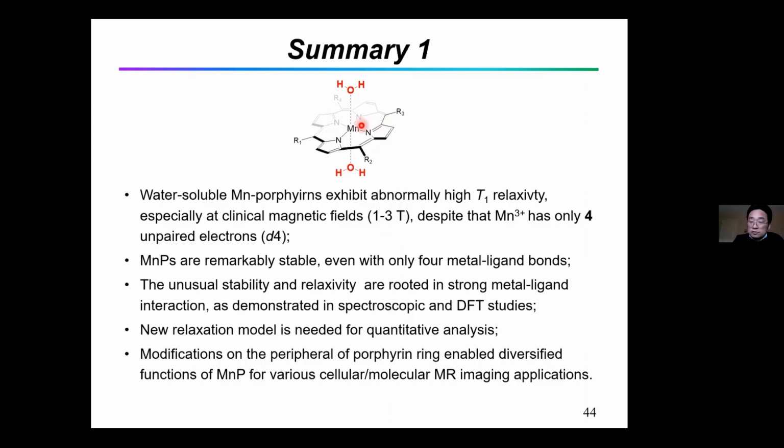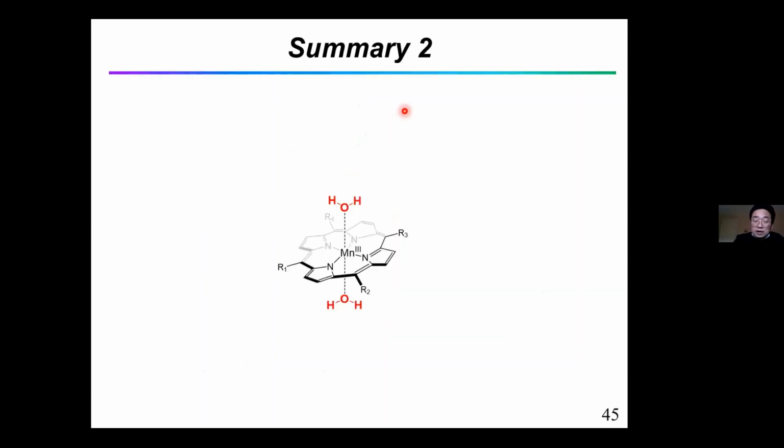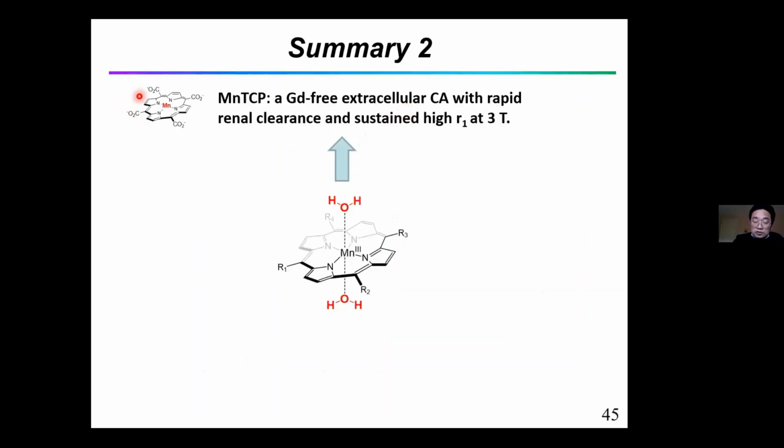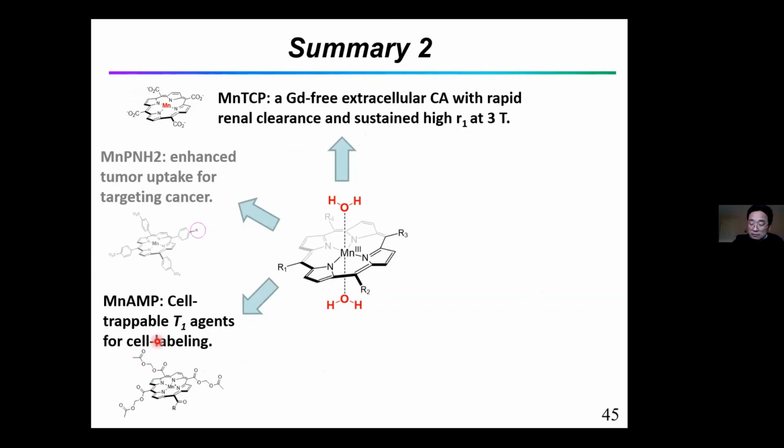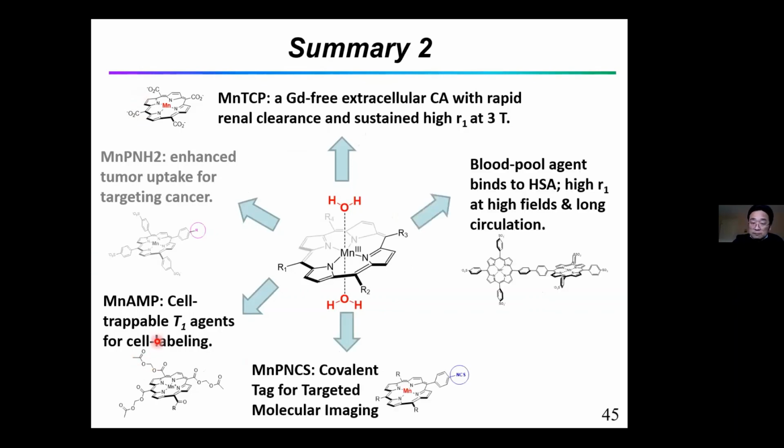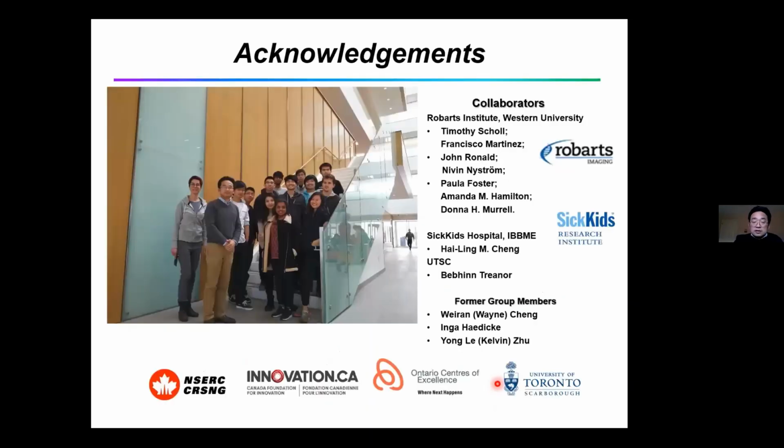The advantages of these could be utilized through structure modification of the porphyrin by introducing different R groups, and this would allow us to not only create this extracellular agent, but also a tumor agent, which I don't have time to talk about, a cell labeling agent, as well as a blood pool agent or covalent tags for future targeted imaging. So this is my last slide.